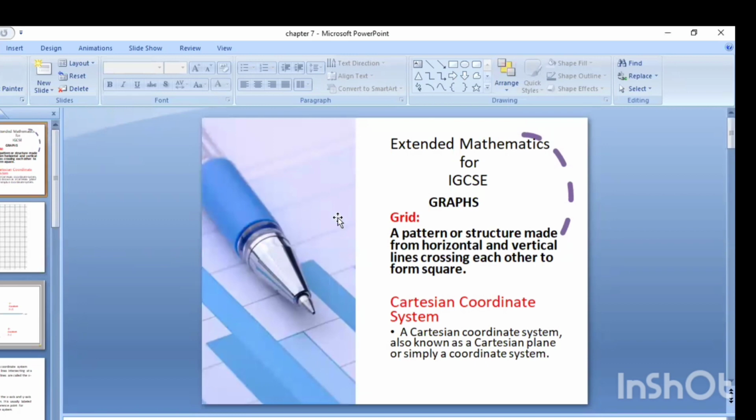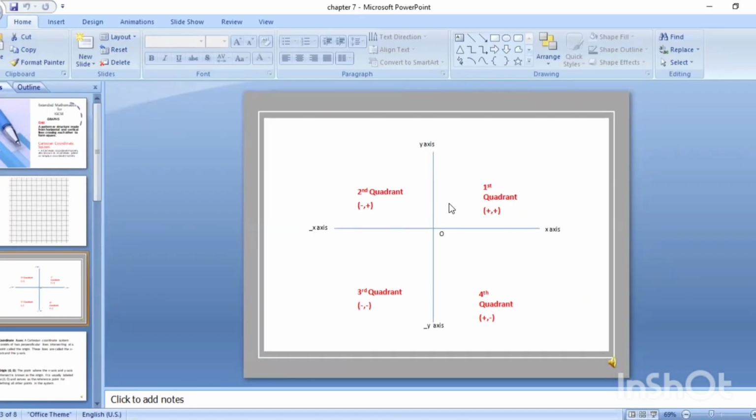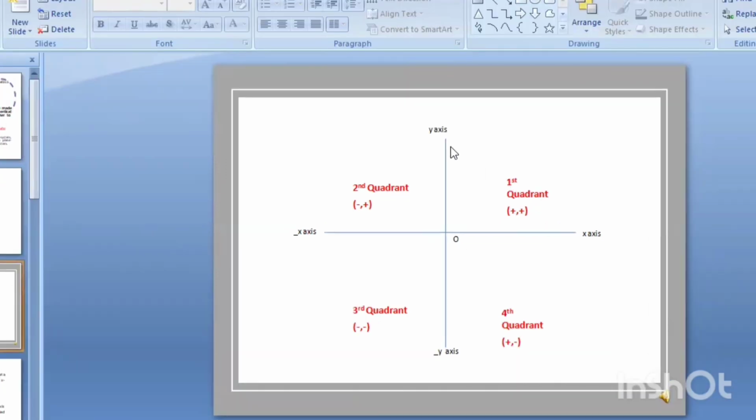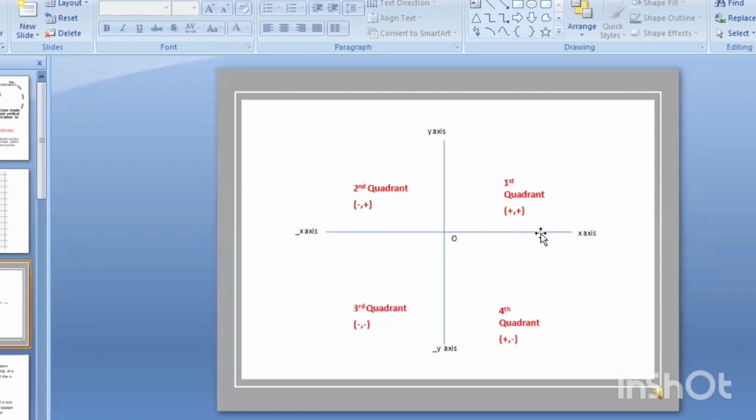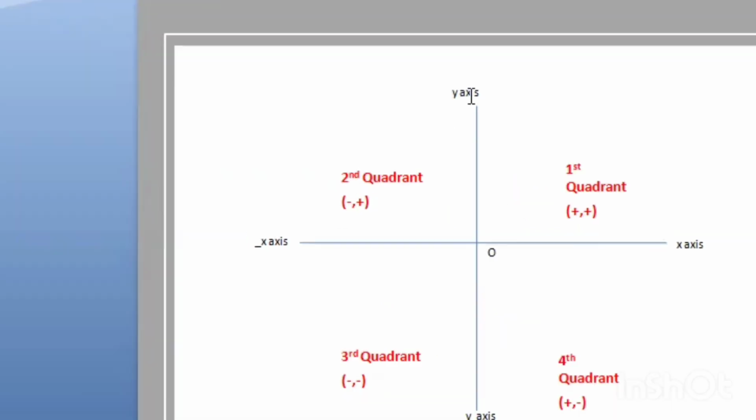The next is the Cartesian coordinate system, or we can just call it a coordinate system. To understand this graph, you need to know about the coordinate axes. So what are the coordinate axes? The axes consist of two perpendicular lines intersecting at a point called the origin. When two perpendicular lines intersect at a point 0, the x-axis and the y-axis make a coordinate axis.